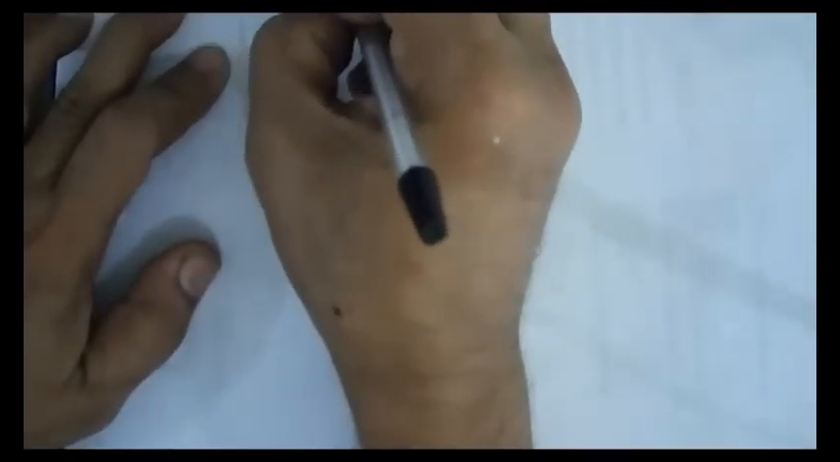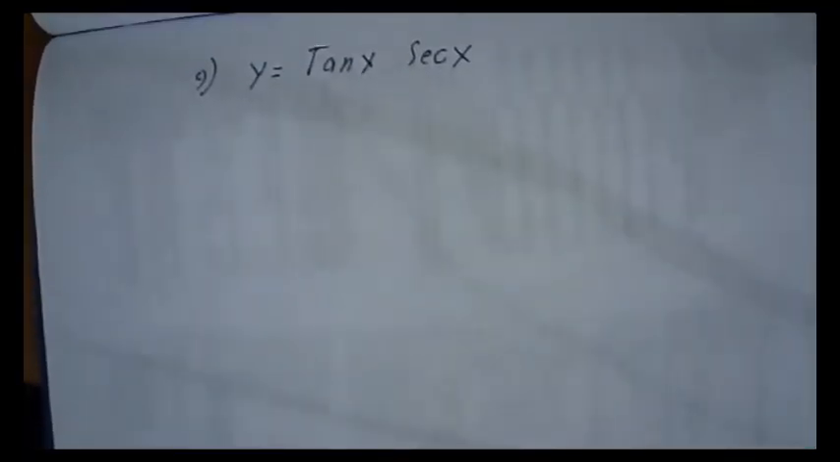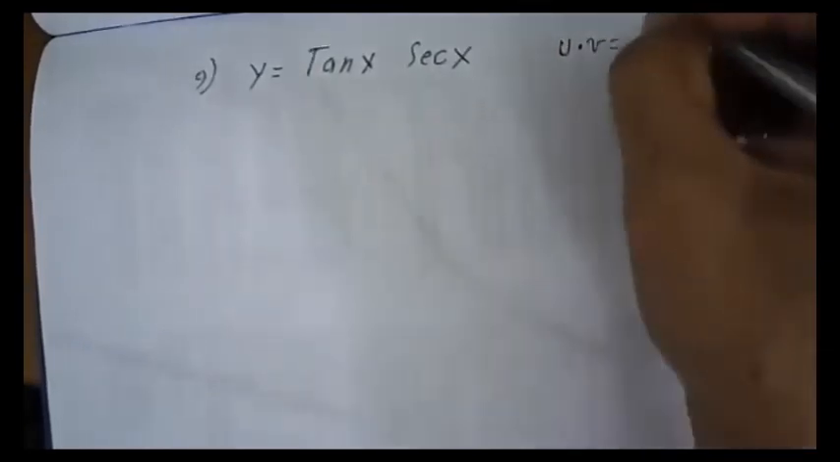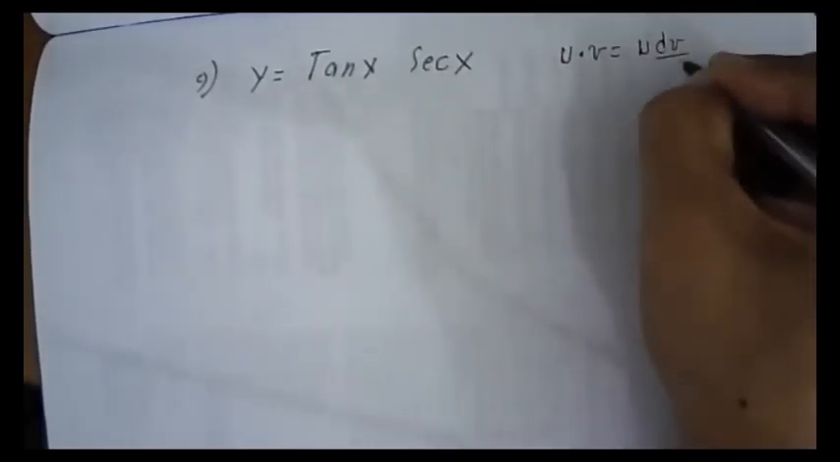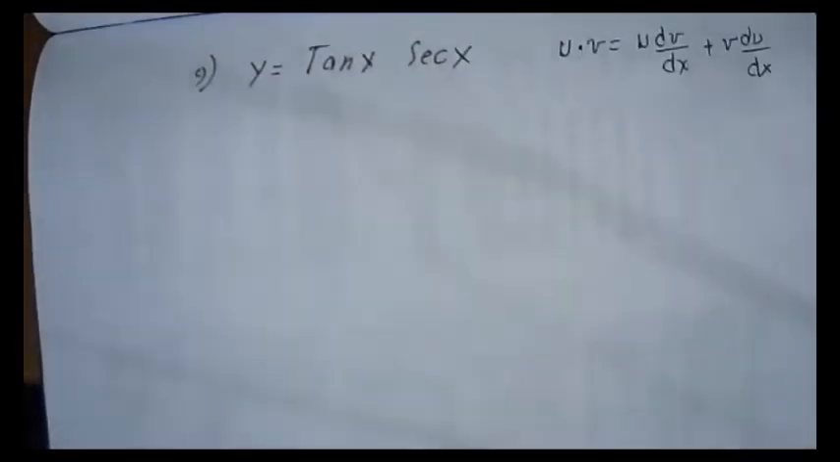Okay. O, last problem na natin, no? Number 9. For 3 minutes. Hindi pa nagpo-close yung Zoom meeting natin. Y is equal to tangent x, secant x. You have to use the formula u times v is equal to u dv all over dx plus v du all over dx.